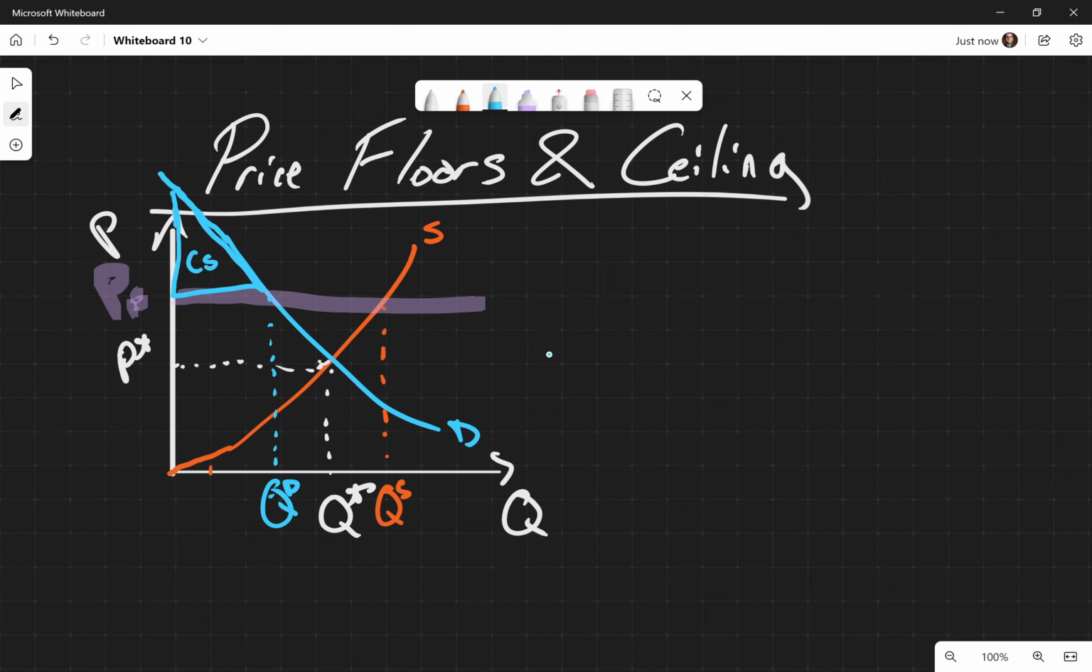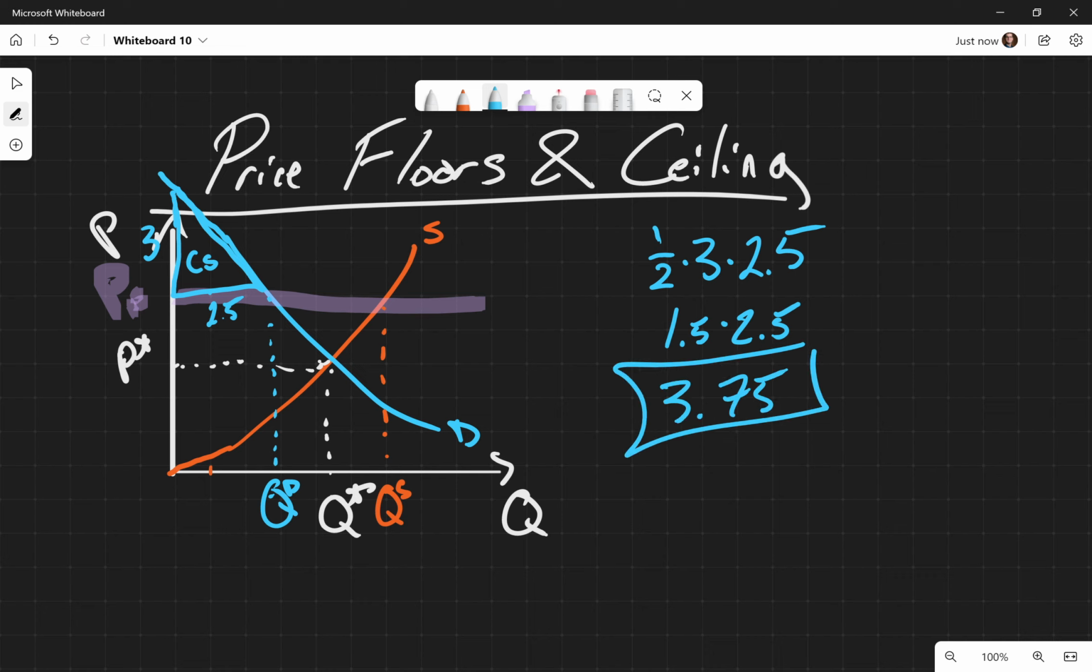And again, we can calculate it's 1, 2, 3 tall and about 2.5 wide. So 1/2 times 3 times 2.5. I didn't make this easy on myself. 1.5 times 2.5, which is 3.75. Mental math. So we can tell that that is down from the 10 that we had before, right? So we can tell that price floors are going to decrease consumer surplus unequivocally. It doesn't really matter how we draw the supply and demand graphs. The consumer surplus is always going to shrink whenever we have a price floor.